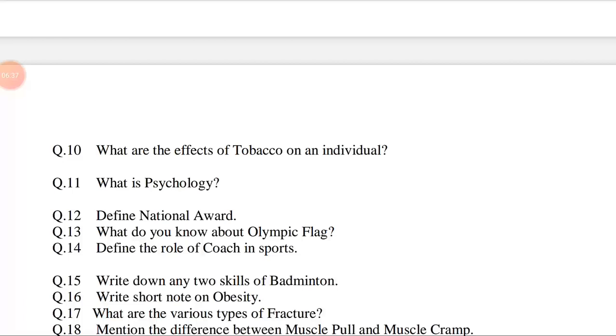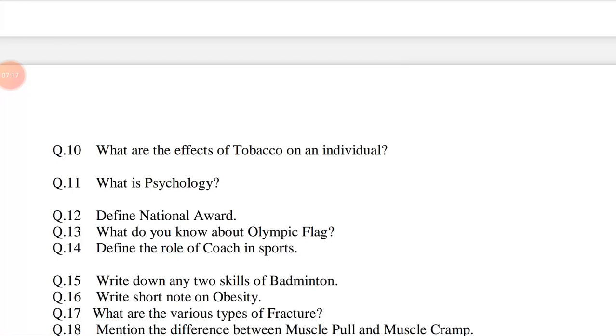Question number 11. What is psychology? This question is related to chapter number 3, Psychological Aspects of Physical Education. What means asking for information, specific something. The answer may be psychology derived from Latin word psychic and logos and other psychologists. What Greek philosophers believed about psychology, etc.